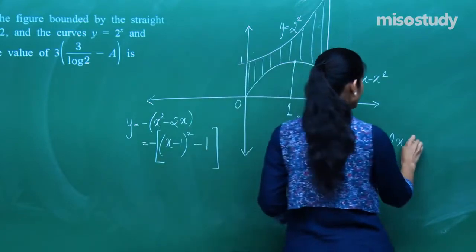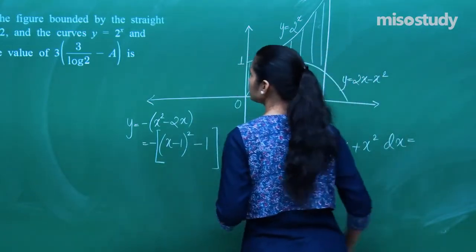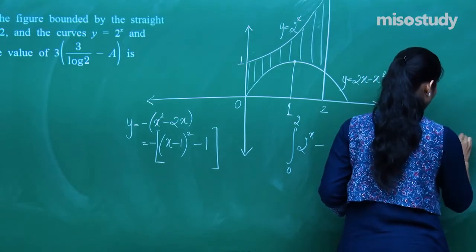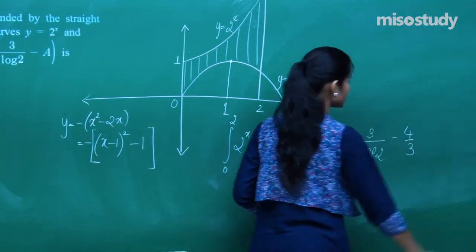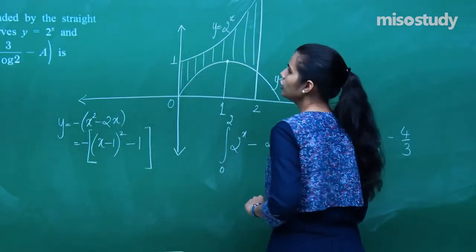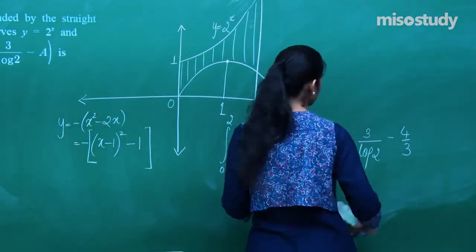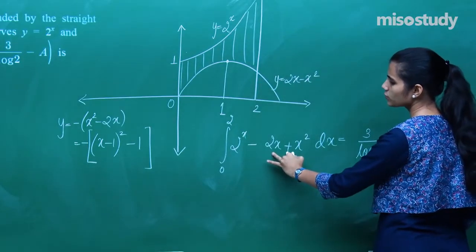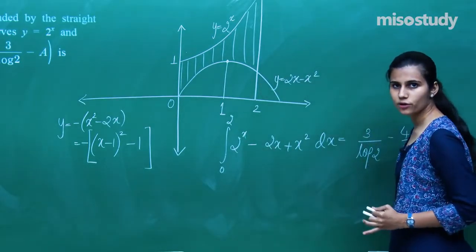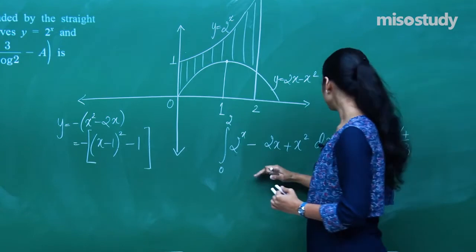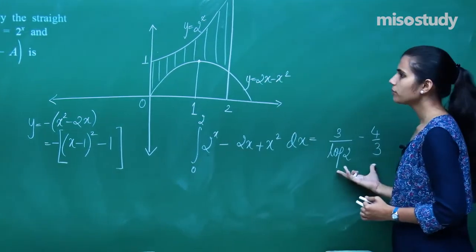When you evaluate this area, it comes out to be 3 by log 2 minus 4 by 3. It's pretty simple. This becomes x cubed by 3, this becomes 2x square by 2, and 2 to the power x you know is 2 to the power x upon log 2. The moment you have evaluated this, it has come out to be 3 by log 2 minus 4 by 3.